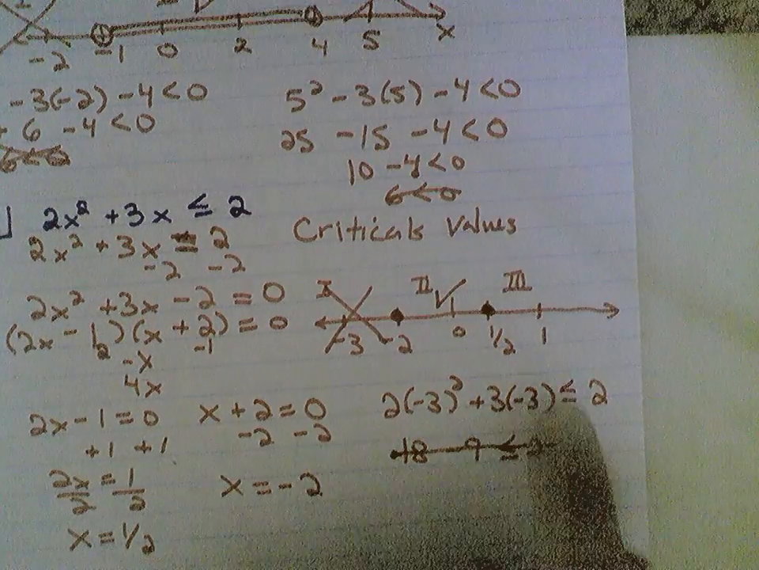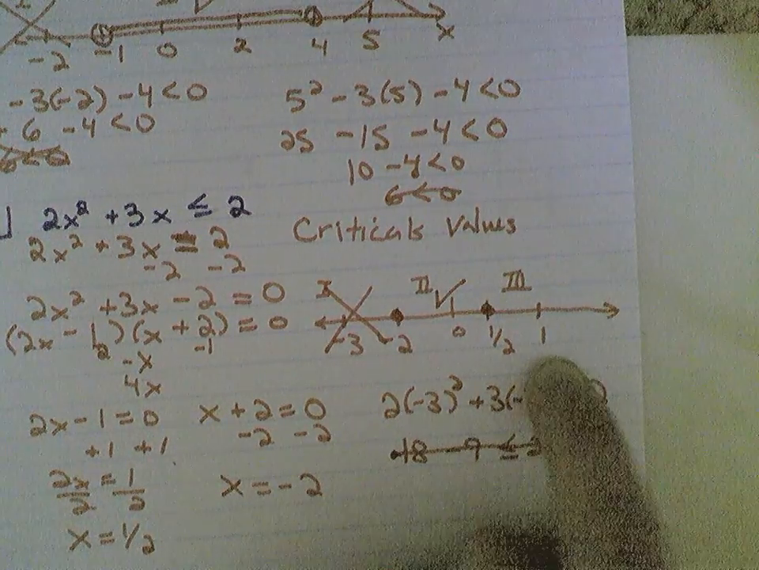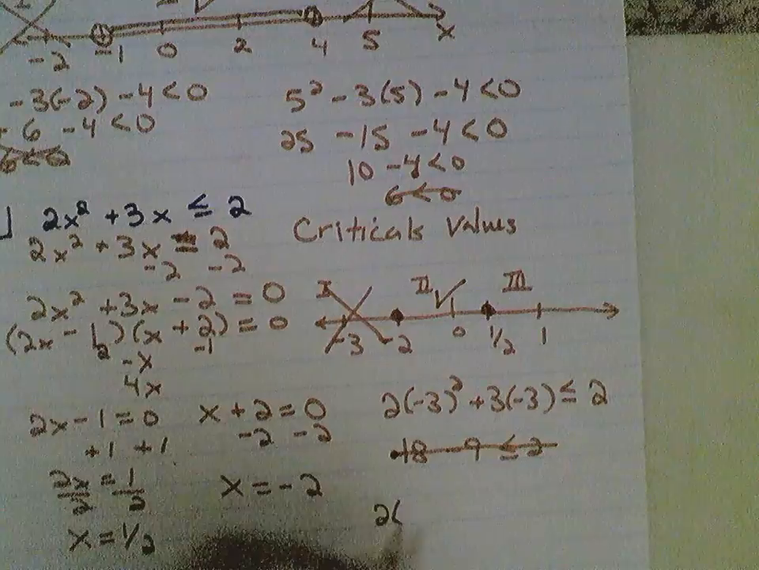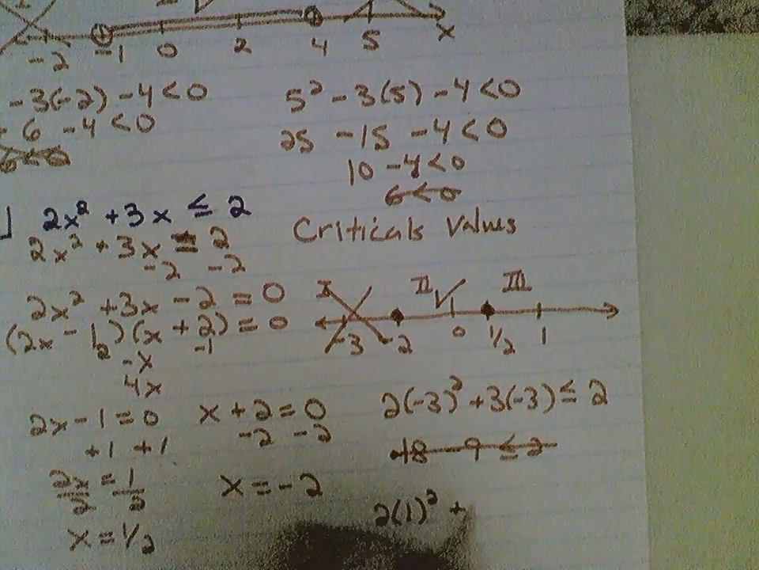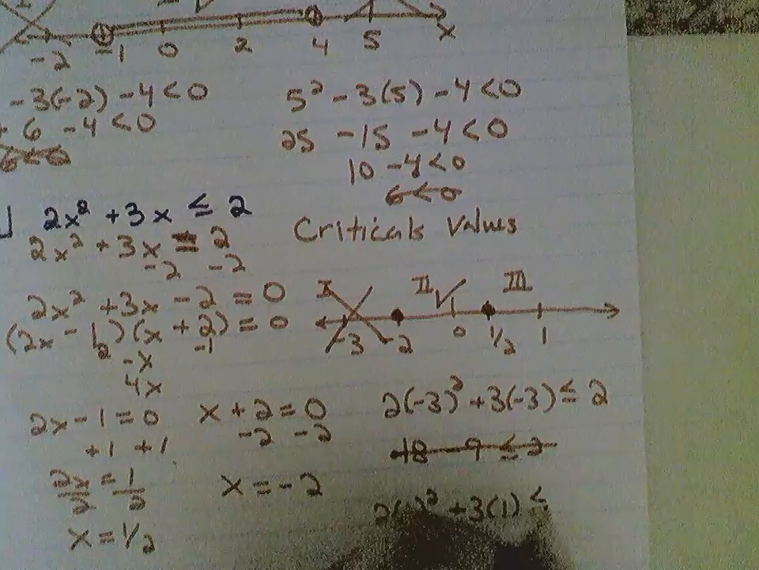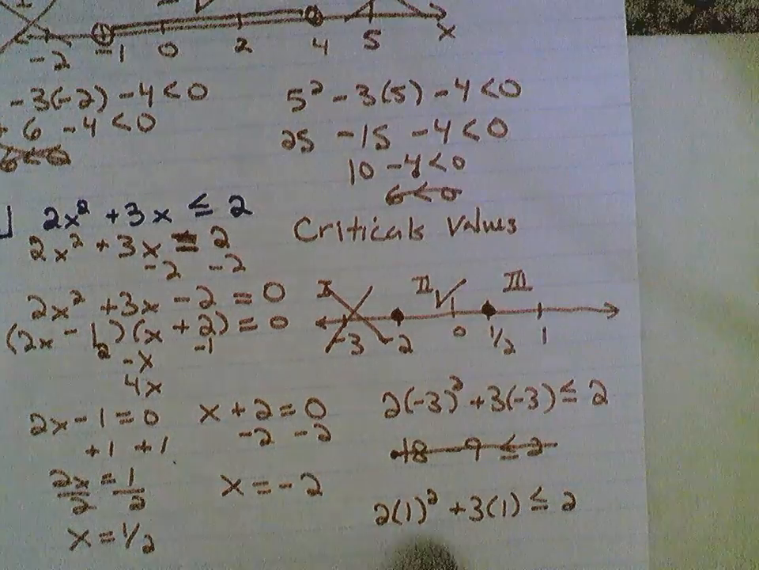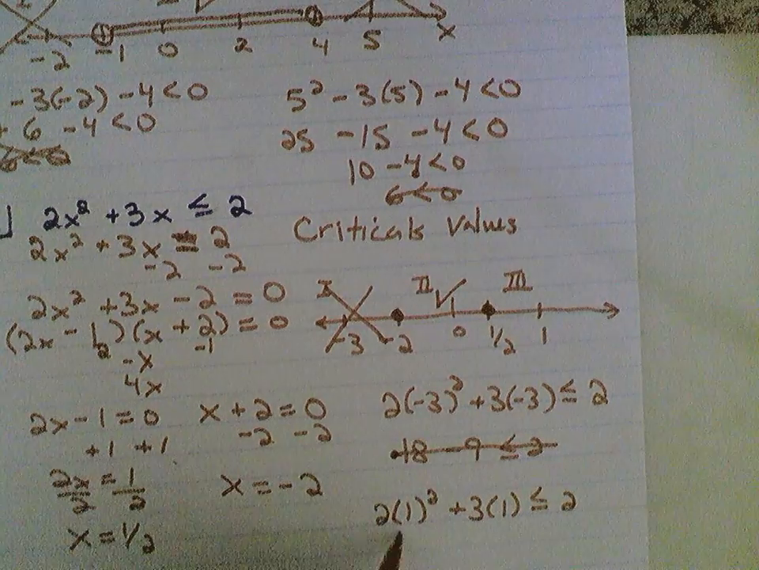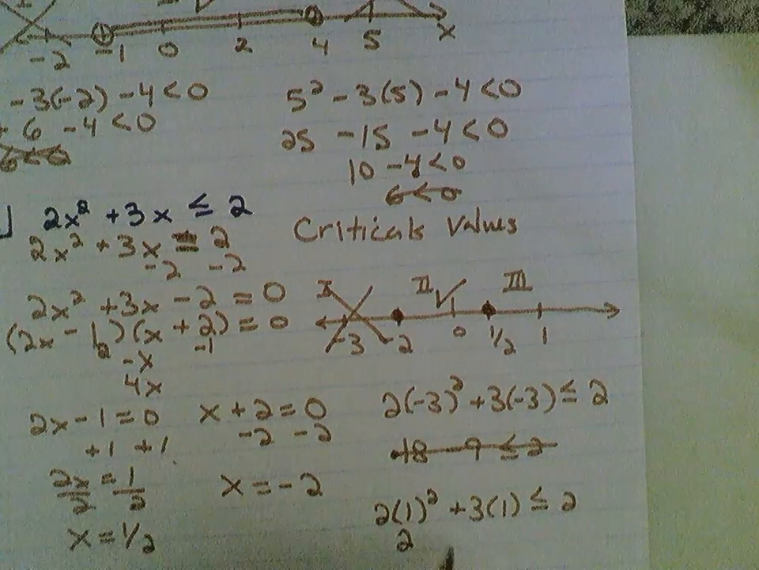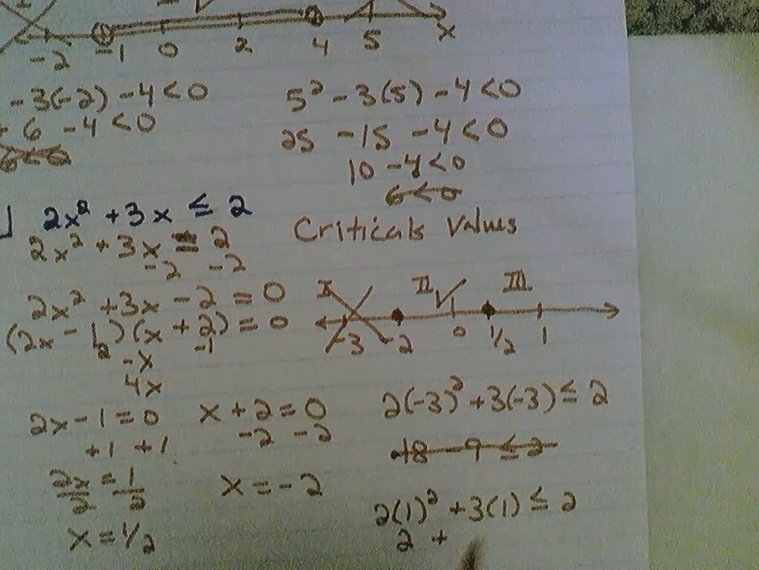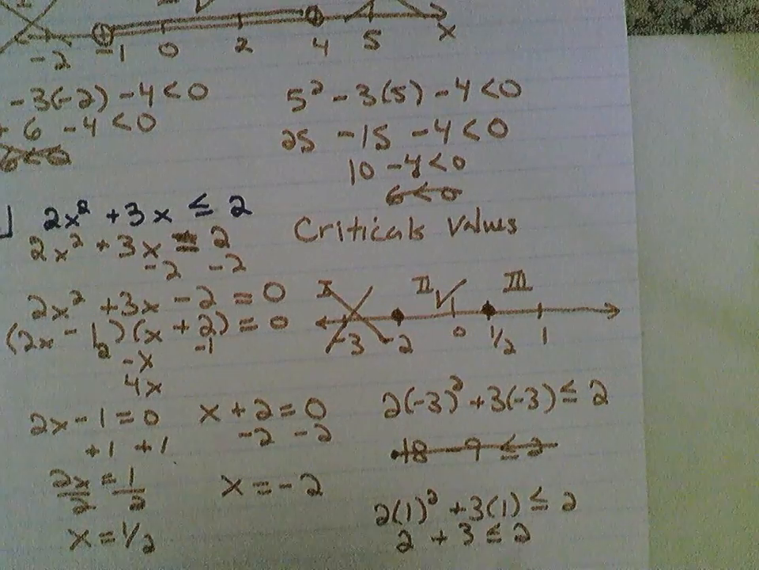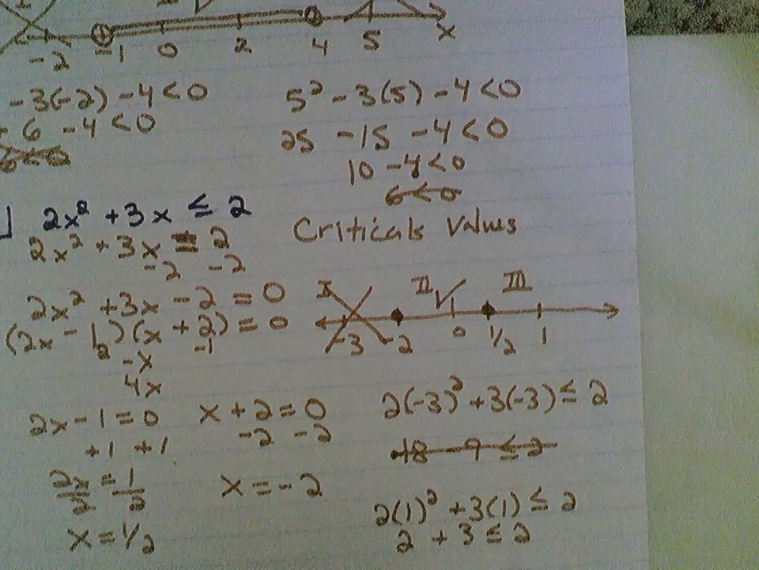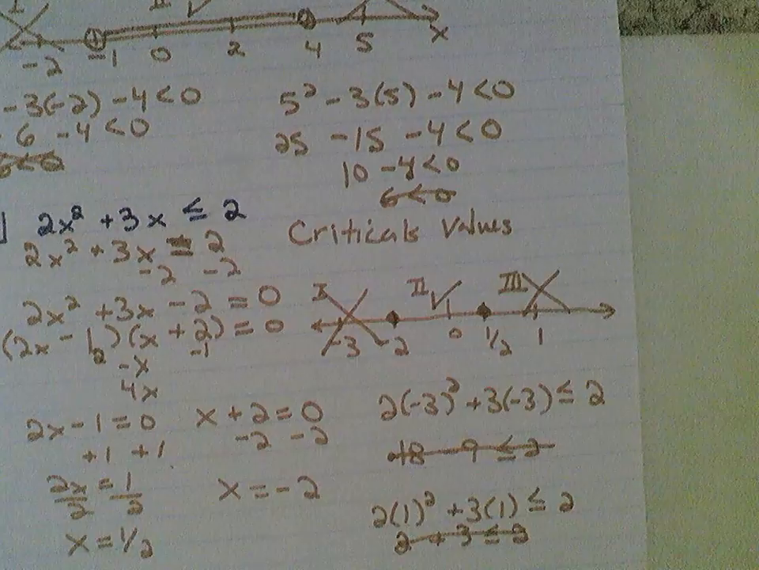And then lastly, I'll test the third region just to make sure that this region should not work. So if I plug in 2 times 1 squared plus 3 times 1, is that less than or equal to 2? Well, 1 squared is just going to be 1. If I multiply that by 2, I'll get 2. And then if I add 3 times 1, which is really just 3, is that less than or equal to 2? It's clear here that this is not going to be true. So once again, my third region does not work.